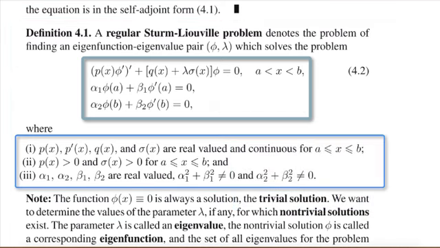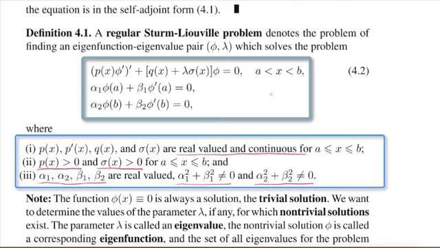Now here you have a few conditions. So p prime, q, sigma are real valued and continuous. p is positive, sigma is positive. These are important. And then the alpha and beta values are such that they are not 0 at the same time. So if alpha 1 is 0, then beta 1 is not, or if alpha 2 is 0, beta 2 is not. That's a fancy way to write down that they shouldn't be 0 all at the same time.